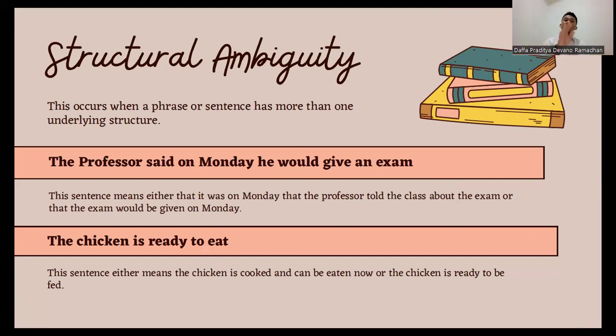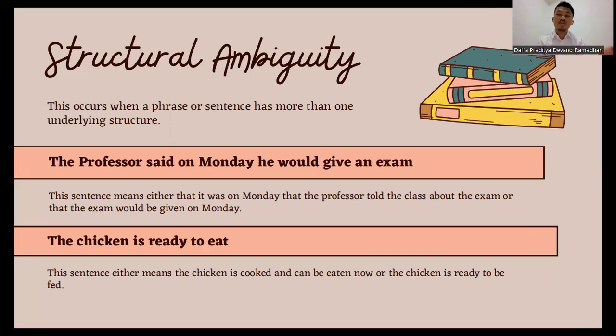For example: the professor said on Monday he would give an exam, to be exact, next week or last week. This sentence is still ambiguous, so we have to clarify something.